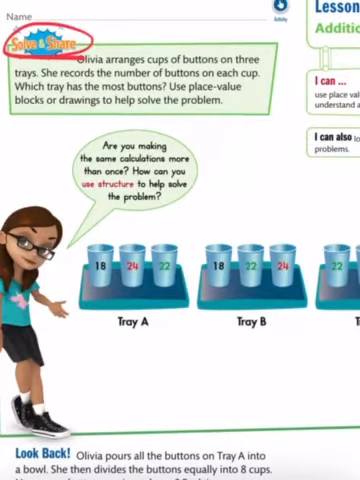It says Olivia arranges cups of buttons on 3 trays. So that's going to be important. I'm going to underline 3 trays. She records the number of buttons on each cup. Which tray has the most buttons? That's also important. That's the big question, right? It says use place value blocks or drawings to help solve the problem.